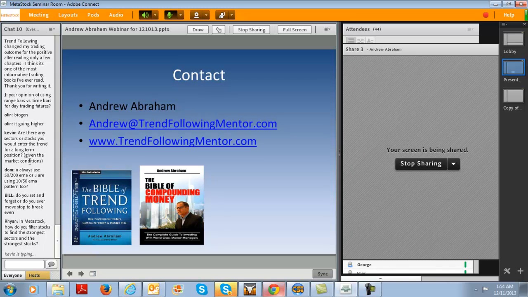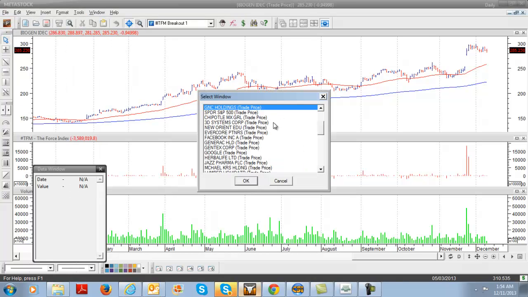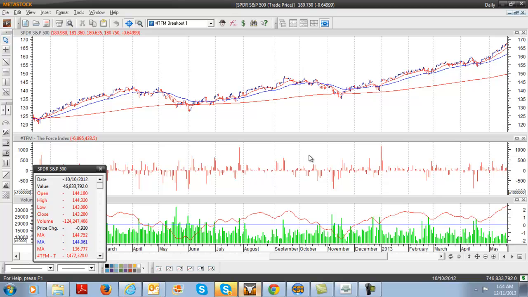Let me jump to the next thing. So I want to buy the strongest stocks or the strongest, let's say, commodities, which show up when they're breaking out. Do I always use a 50 or 200, or you can use a 10 or a 50 or pattern too? It's all part of your rules that you need to decide on your own, Dom. Again, to me, this is so simple and sweet. I have very simple rules. I'll just reiterate. And again, I'm recording this video, and so is Dave from Metastock.